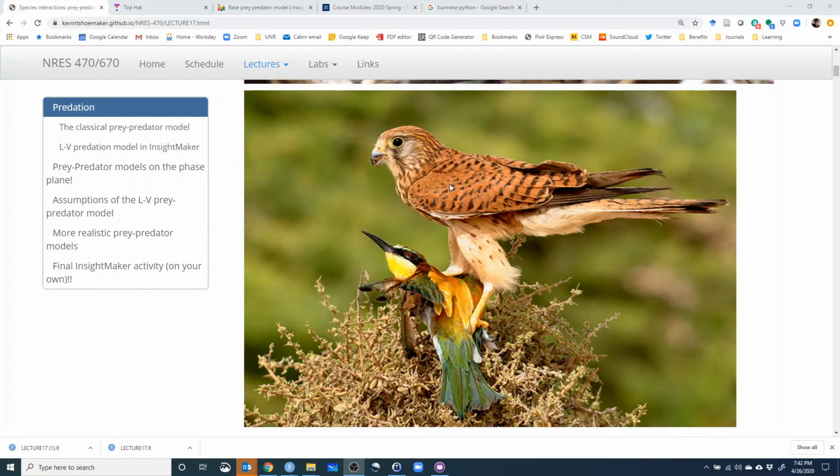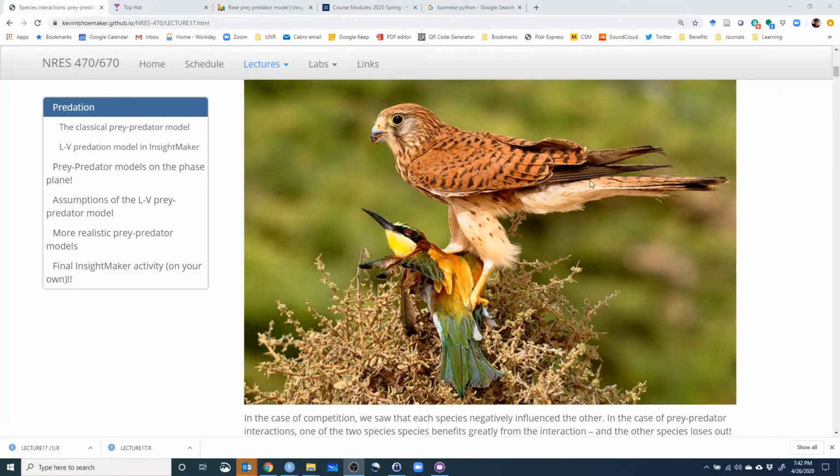And just like competition models, even with simple models, we see emergent properties of our systems when we put prey and predator species together and we parameterize that interaction. And we see some pretty unexpected things happening. And the more complex the models are, the more unexpected the outcomes can be. All right, so let's get started.